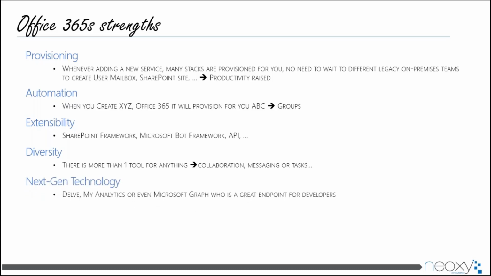Another one is the next generation technology. You always get the latest technology ever in Office 365, which was never the case in an on-premises environment, because it all depends on IT.